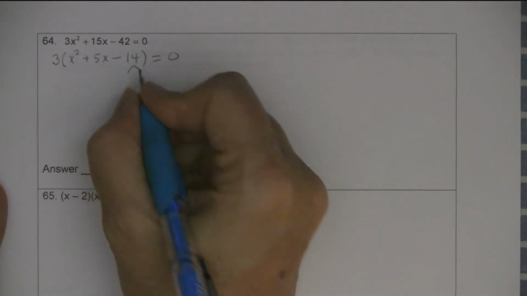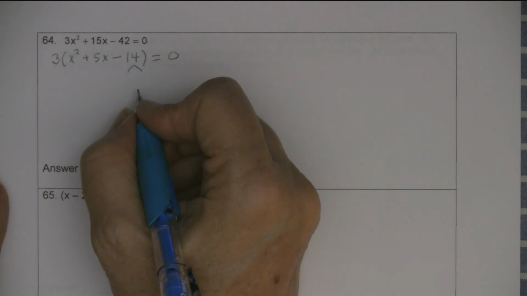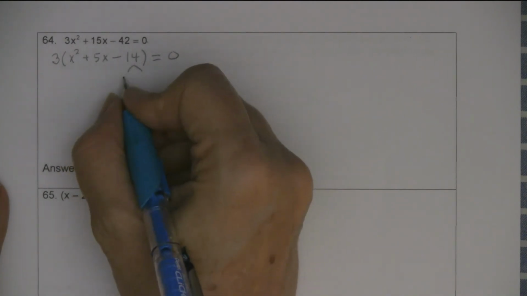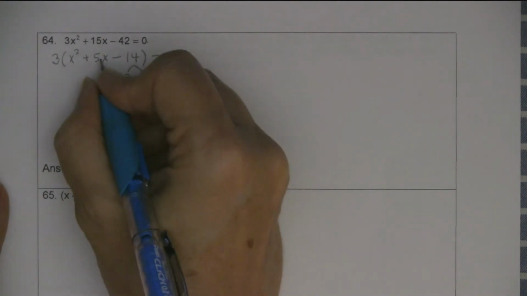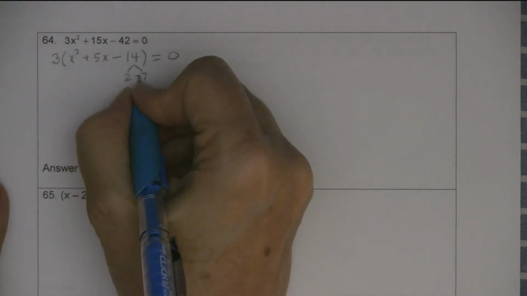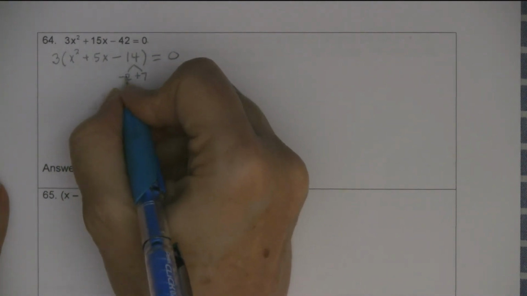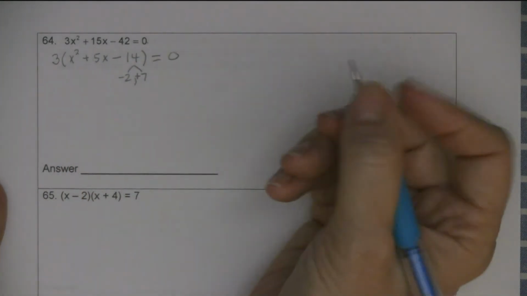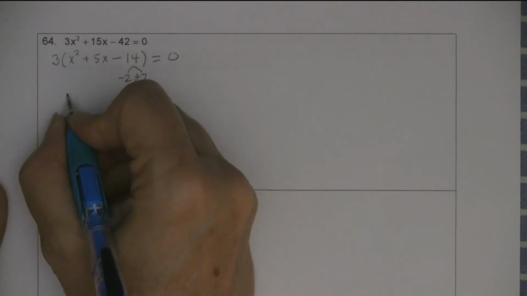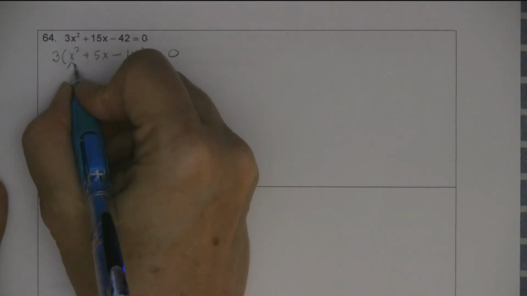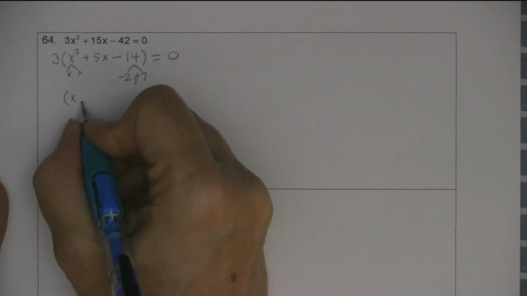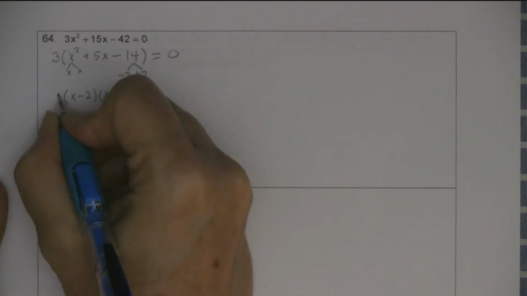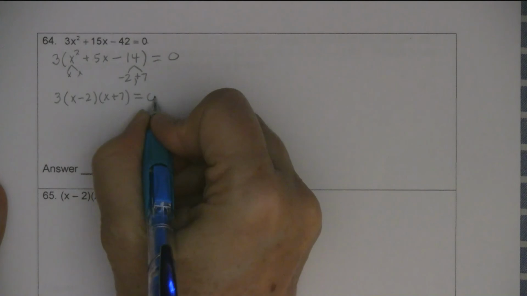So I'm trying to think of things that multiply together to give 14, but when I subtract them, I get 5. And so I think it's 2 and 7. 5 is positive, so the 7, because it's bigger, is positive. That's what I was trying to say. So this is x times x, right? Make the first work, make the last work. x minus 2, x plus 7, and here's the 3 there, equals 0.